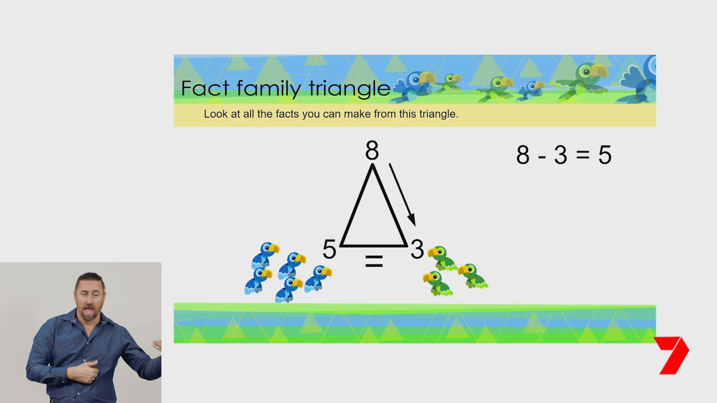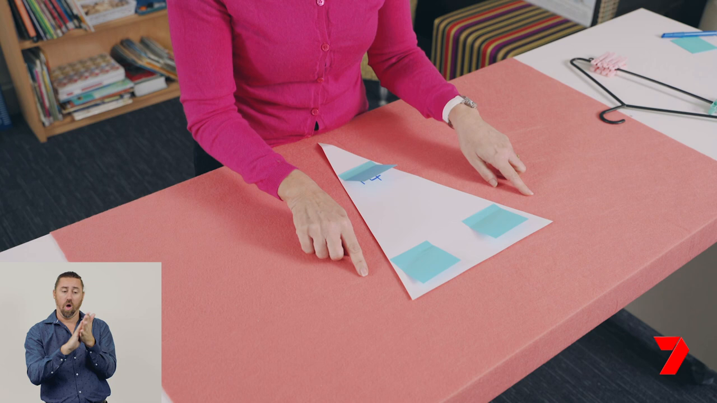So, a fact family triangle is just like a part-part-whole model. The whole is at the top of the triangle and the parts are in the bottom corners. We can make two addition number facts and two subtraction number facts from the fact triangle. These facts are called related facts as they are the related addition and the related subtraction facts from the whole and the two parts. Watch and do this one with me.